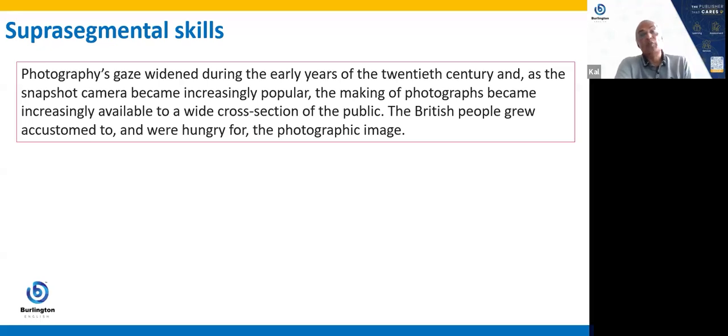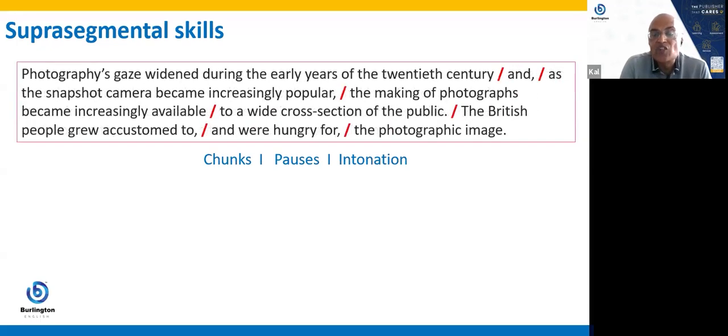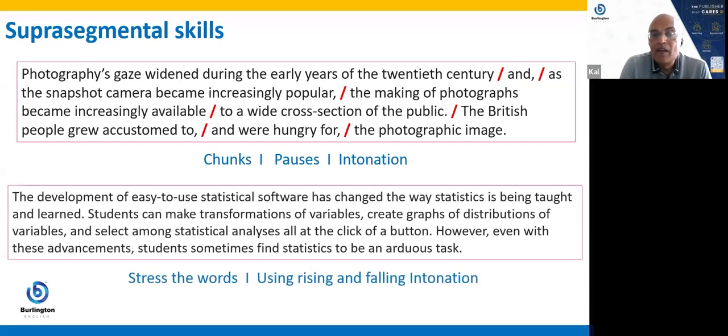So when we talk about suprasegmental skills, we're talking about chunking. And after each chunk, you pause momentarily, and that will influence the intonation. And when we're talking about intonation, essentially in English, you either have a falling intonation, and that's done a lot for WH questions, right at the end of that. Also for statements, you can have a rising one when we're questioning something, or yes-no questions as well, or you can have a rise-fall one.